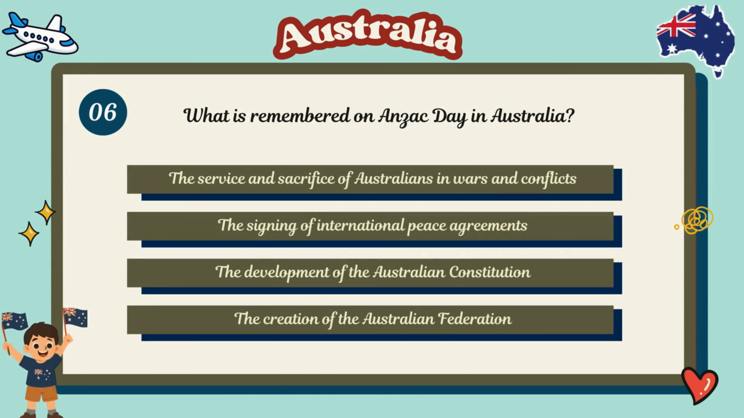Question 6. What is remembered on Anzac Day in Australia? A. The service and sacrifice of Australians in wars and conflicts. B. The signing of international peace agreements. C. The development of the Australian Constitution. D. The creation of the Australian Federation.